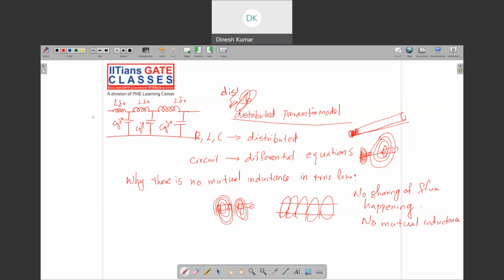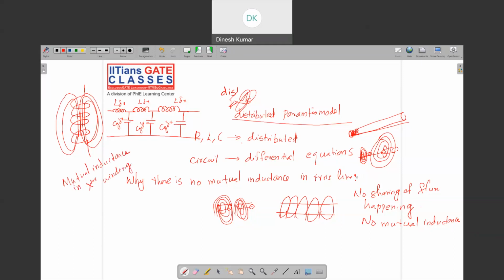Now if you consider a transformer winding, something like this, the flux due to this will be like this. That will touch all other windings, right? This also it will touch here. This also it will touch here. Similarly here also, this will be like this, right? So that's why we have to consider mutual inductance in transformer winding, and we can avoid mutual inductance in transmission lines.